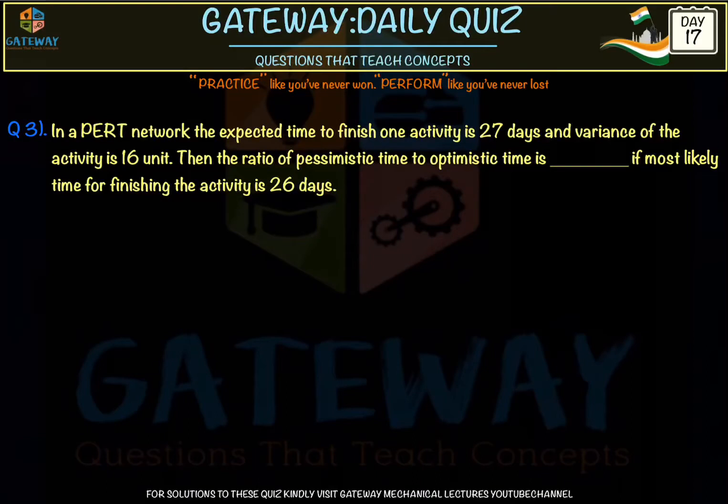And now comes our third question, it is on PERT, P-E-R-T. In a PERT network, the expected time was given as 27 days. We need to find the variance of the activity, and then the ratio of pessimistic time to the optimistic time, if the most likely time for finishing the activity is 26 days. So the most likely time TM was also given.